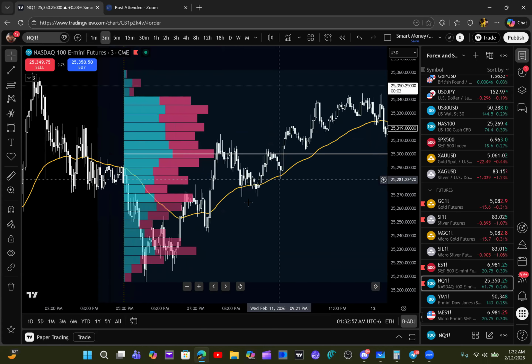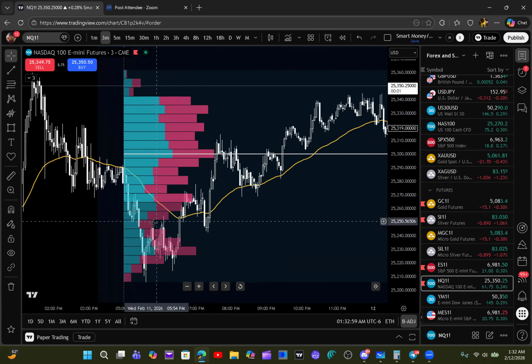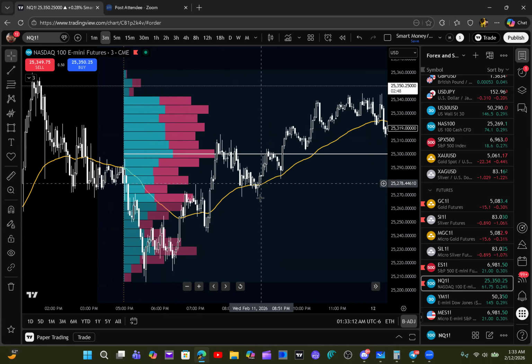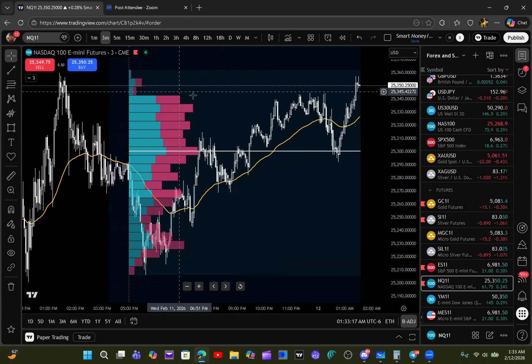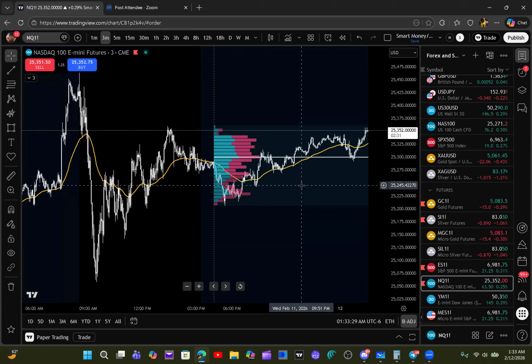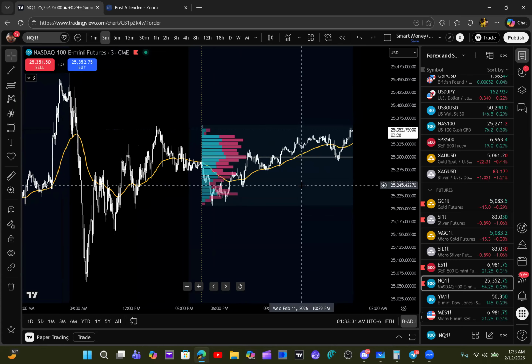So you see this right here? We have a low volume node here, and look what happened. We had a fair value gap, and price shot through it, came back and retested off of it. Same thing right here. Price shot up, came back and retested. Now this one here is not really shooting through it like I'm talking about, or maybe it just didn't shoot through it yet. So maybe this is one to look out for.